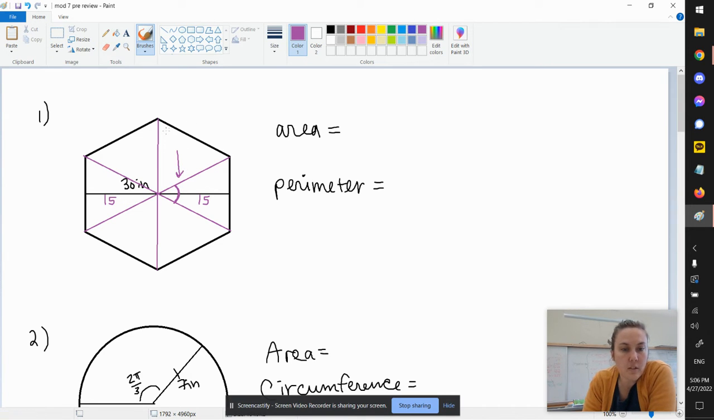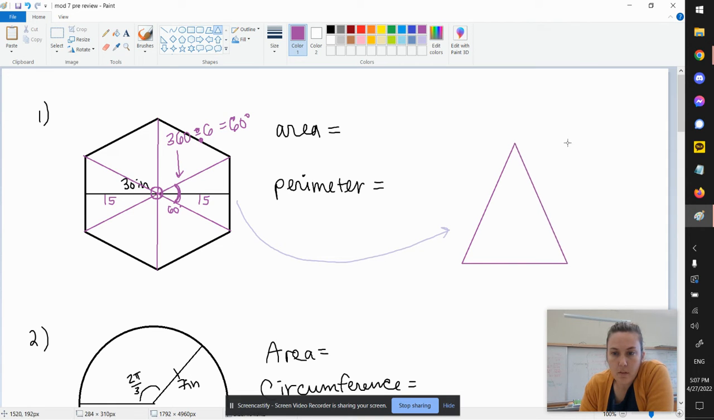The way we're going to find this is we're going to do 360, which is all the way around, divided by 6, because there are 6 triangles, and we're going to get that each of these angles is 60. All right, so that's a 60-degree angle. Now, I'm going to take this triangle and draw it over here, just so I can have a little bit more visibility.